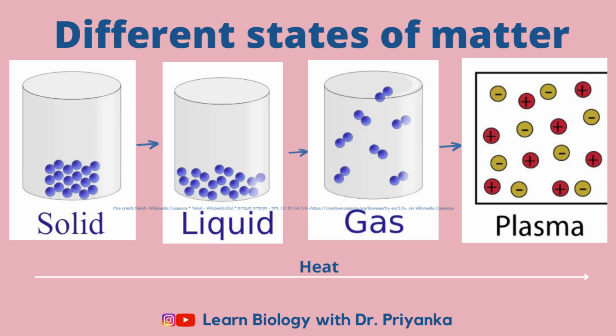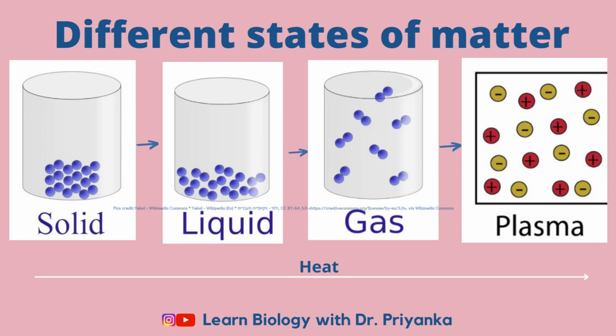Another form of matter is called plasma. In plasma, there is neither definite volume nor definite shape, but plasma is often seen in ionized gases. They have free-floating negative electrons and positive ions in this state.